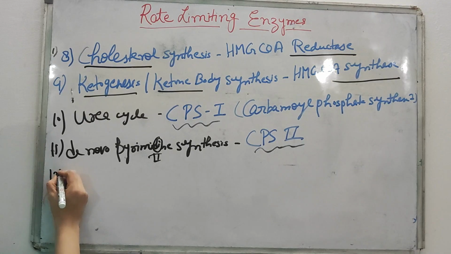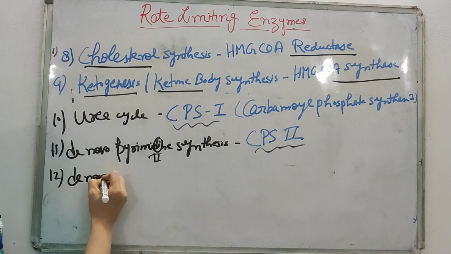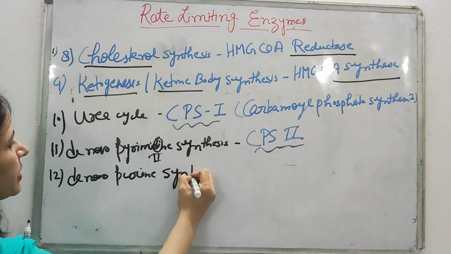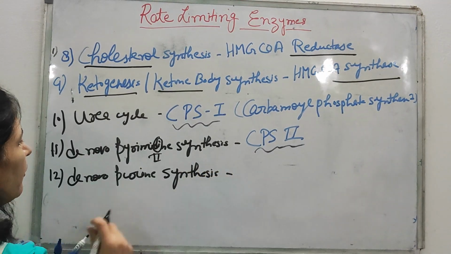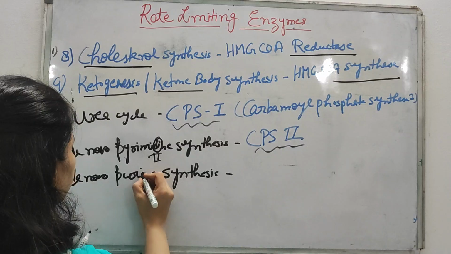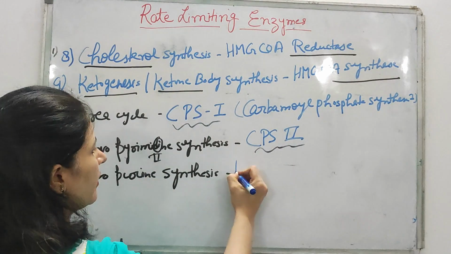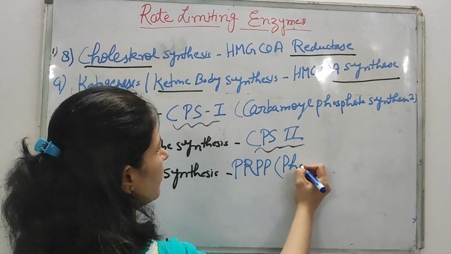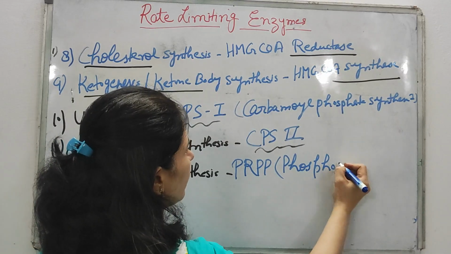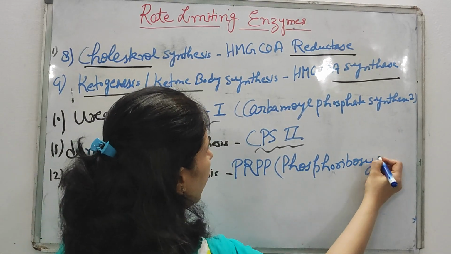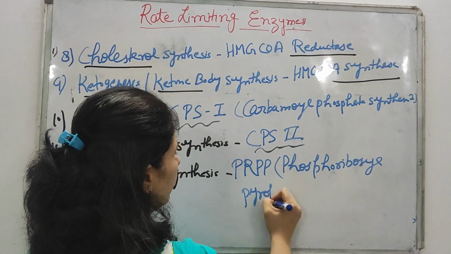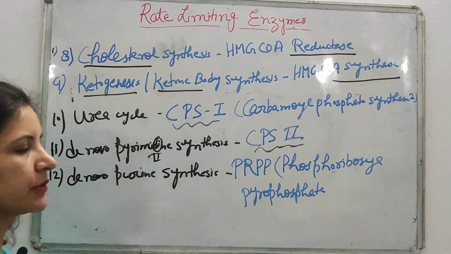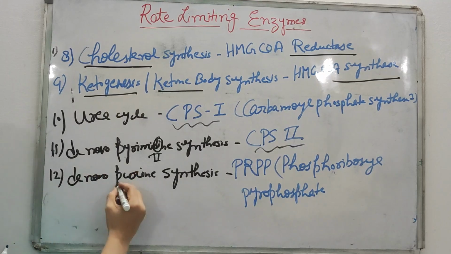Then, de novo purine synthesis. What is the rate limiting enzyme of de novo purine synthesis? It is PRPP. What is PRPP? Phosphoribosyl pyrophosphate. In short form you can write it as PRPP. So this is the rate limiting enzyme of purine synthesis.